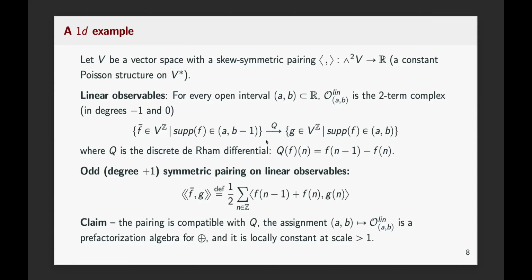So we have a bunch of sites, and at every site, we associate a vector. And we put a support condition that this function is supported on the interval A, B -1. That's what we have in degree -1. And in degree 0, we have exactly the same thing, but the support condition is just that it should be supported on the interval A, B. Right? So it's going to be 0 outside this. And the differential is just the discrete Dirac differential. So the value of the differential of f at n is just the difference of the value at two nearby sites.